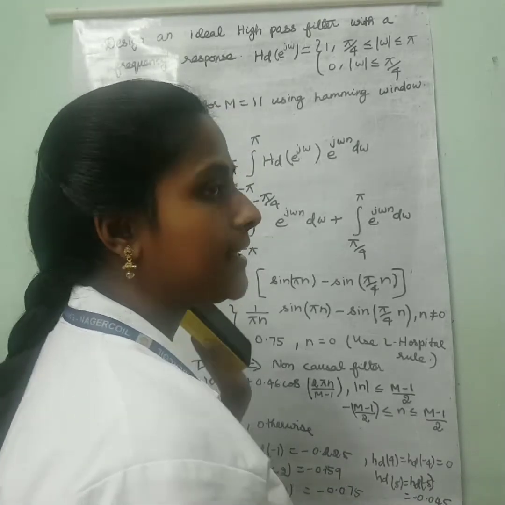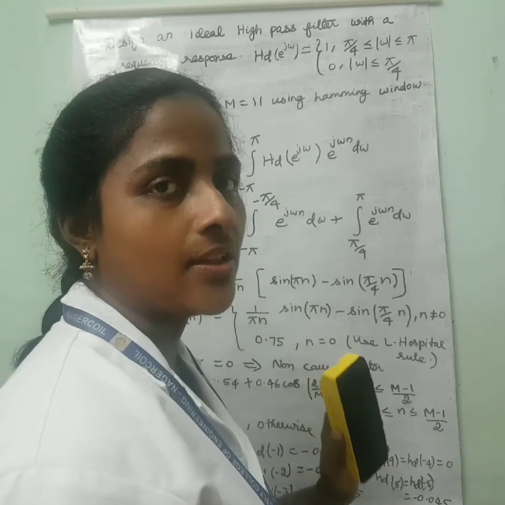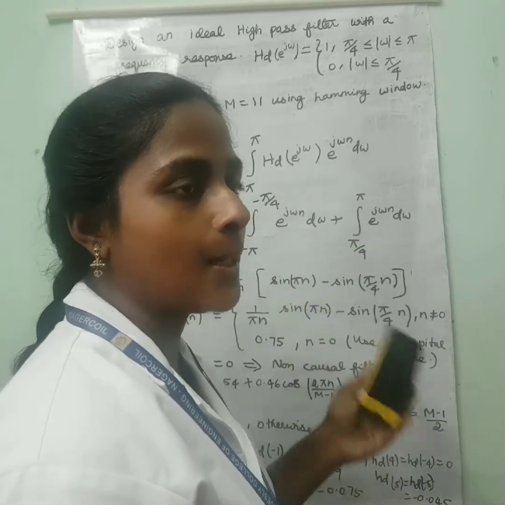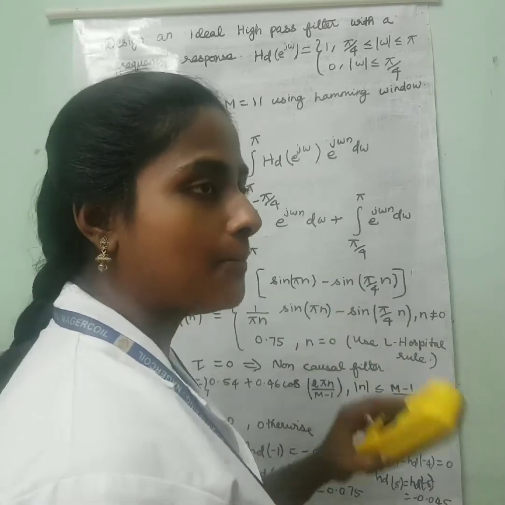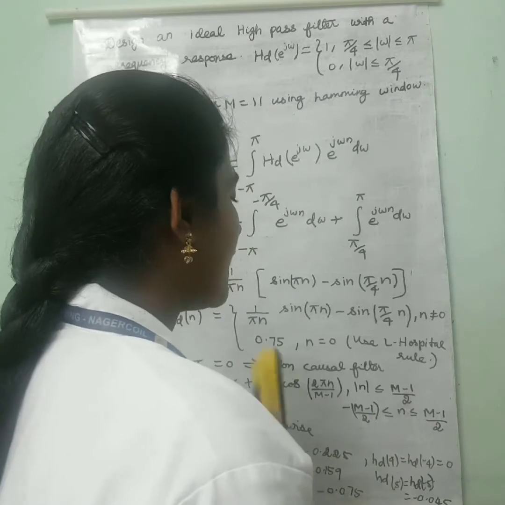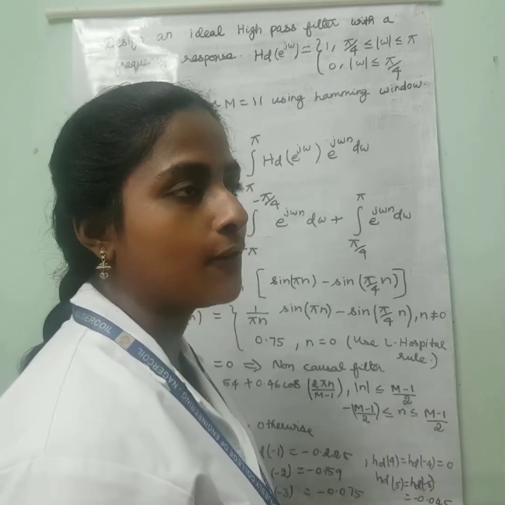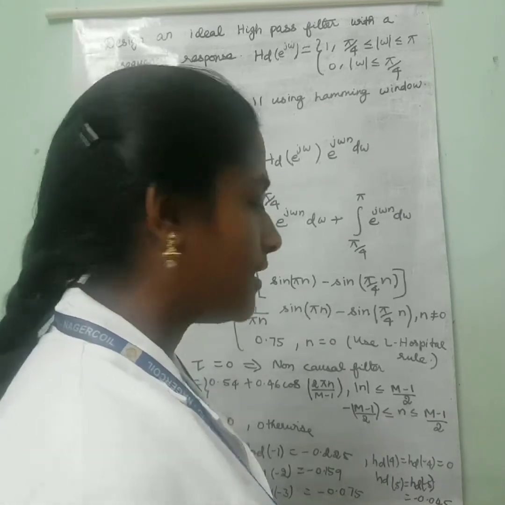So we have to find hd of 1, hd of minus 1 and hd of 2, hd of minus 2. Similarly w of 1, w of minus 1, w of 2, w of minus 2, w of 0, hd of 0 and hd of 3, hd of minus 3 and hd of 4 and hd of minus 4 and hd of 5 and hd of minus 5.